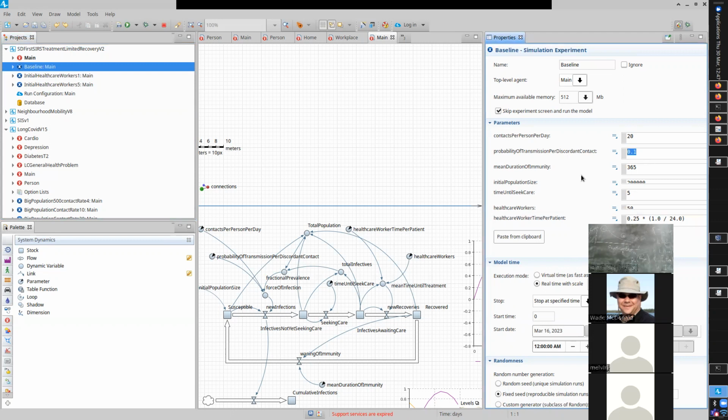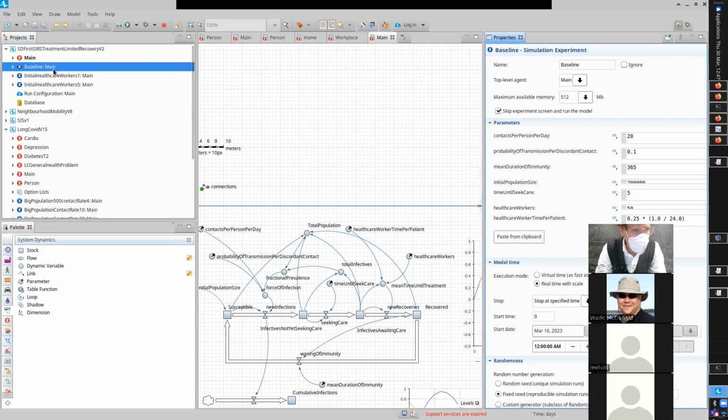Time until seek care. Yeah, and then there's actually a little bit of extra time required to see the healthcare worker. There's a minimum of time we have. Okay, so that's right, and it's going to be upwards of 10.